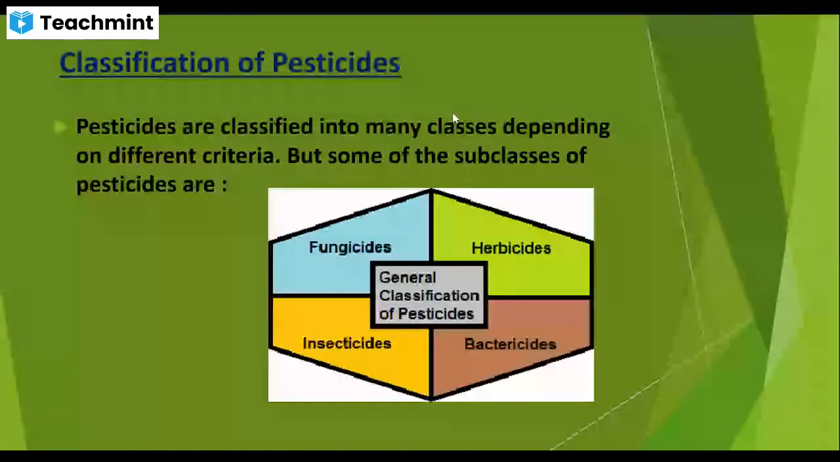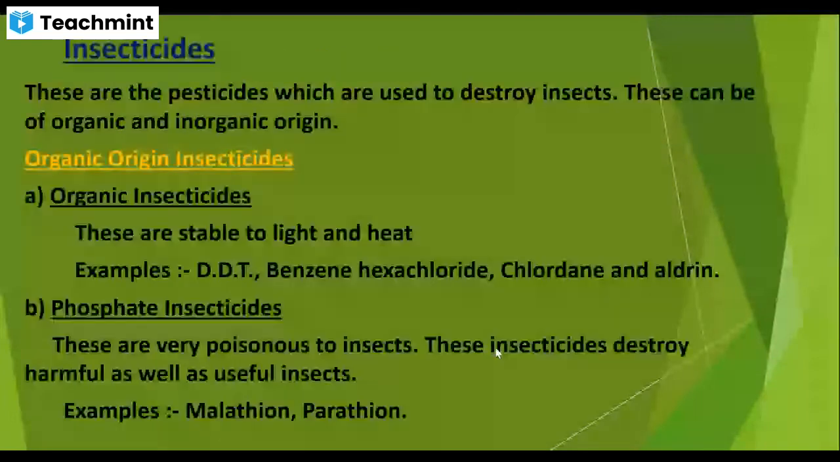These pesticides are classified in the following way. They are classified into fungicides, herbicides, insecticides, and one more is rodenticides. Bactericides are also there, so many more classes are there. But out of that, we are going to see fungicides, herbicides, insecticides, and rodenticides, instead of bactericides. These are the classes. The next one, first one, is insecticides.